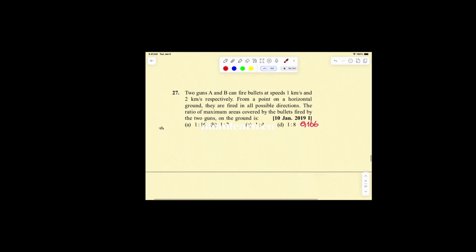Next question. Two guns A and B can fire bullets at speeds 1 km per second and 2 km per second. From a point on the horizontal ground, they are fired in all possible directions. Then find the ratio of the maximum areas covered by the bullets fired by the two guns on the ground. Okay, imagine.